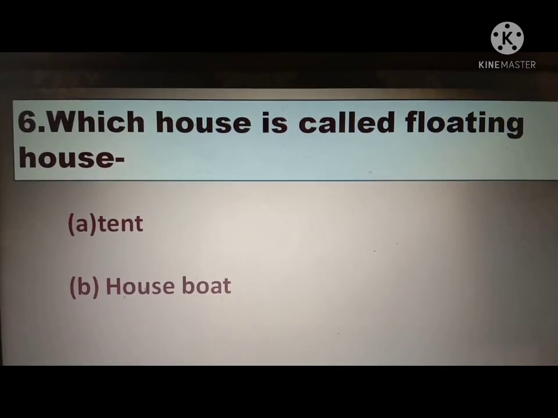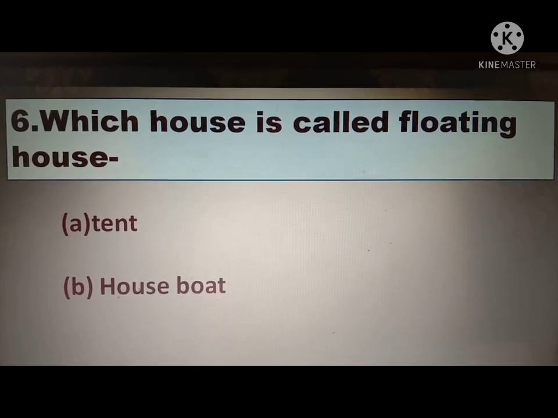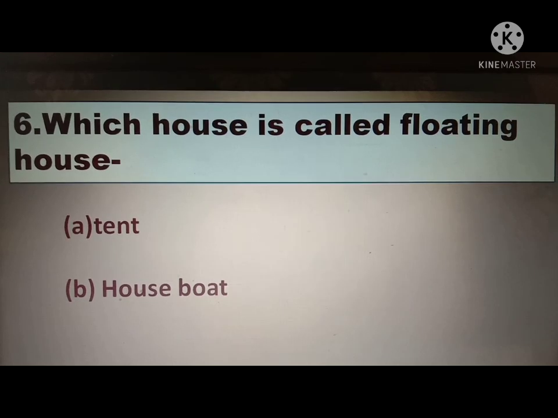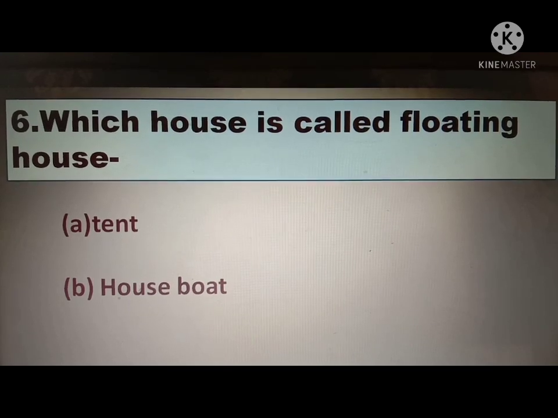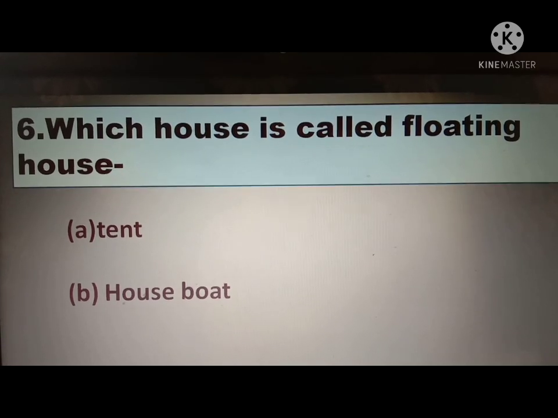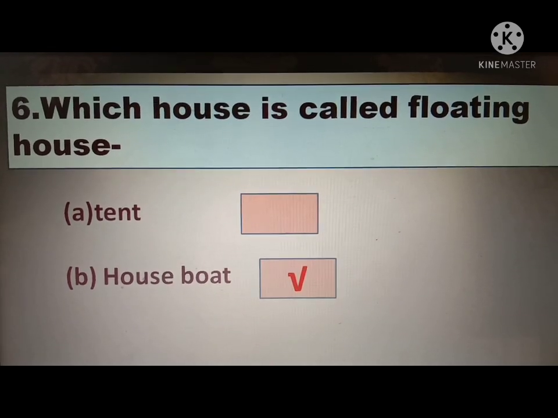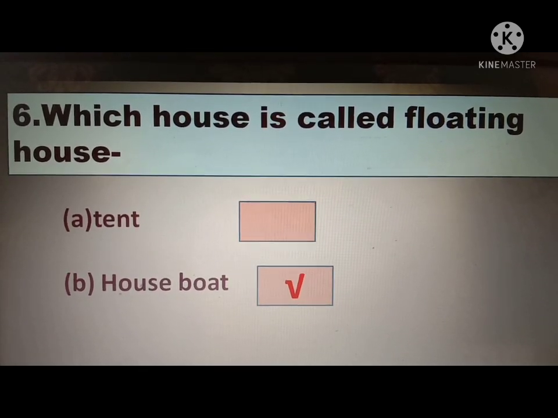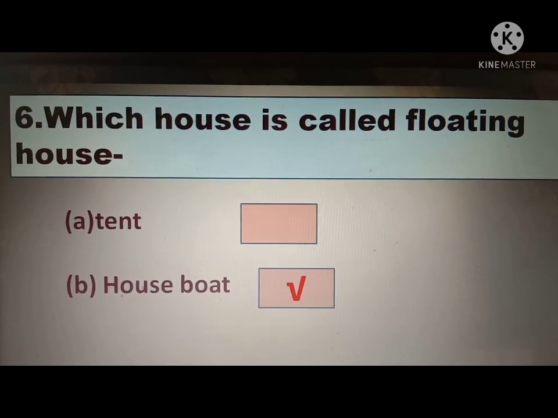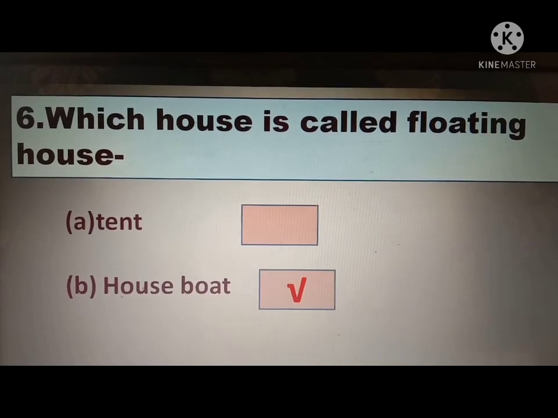Now the next question is, which house is called floating house? Options are A, Tent, B, Houseboat. Now children, houseboat is the right answer. So put a tick in front of houseboat. Houseboat is a moving house and it is made up of wood. It is a floating house. So put a tick in front of houseboat.